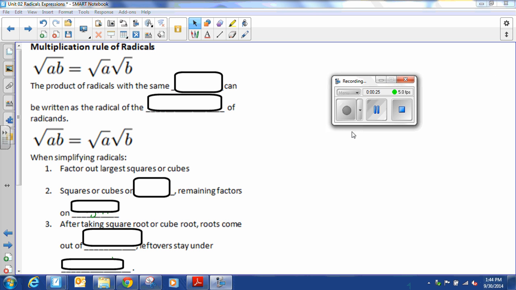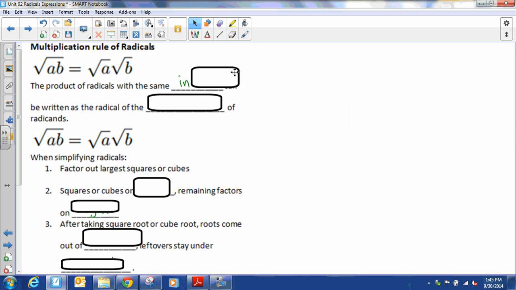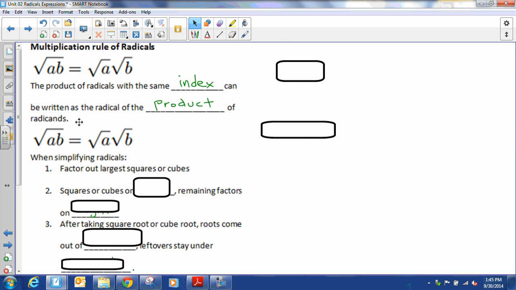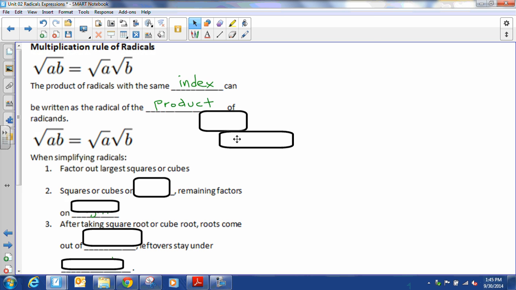So in order to simplify radicals, it's very important to know how to use the multiplication rule of radicals, and that is the square root or radical AB equals radical A times radical B. Now this seems like a very simple statement, but it's very important that you know how to use this. The product of radicals with the same index can be written as the radical of the product of radicands. So let me give you an example of what I'm talking about.